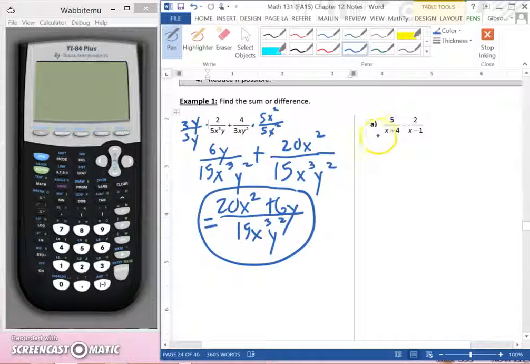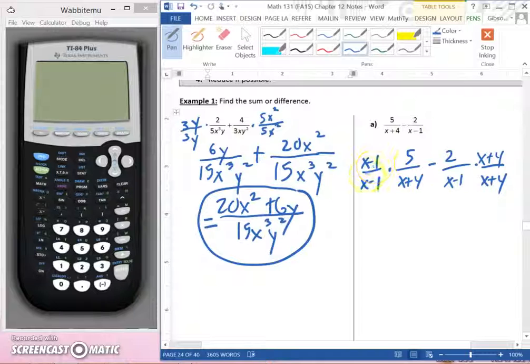Okay, now we look at this next problem. Now this time I'll make sure I have enough room here. If we look at our denominators, we have x plus 4 and x minus 1. Technically, whenever you're dealing with binomials that have nothing in common, meaning no common factor, you would need to multiply the numerator and denominator by the missing binomial. Like this has x plus 4, so you'll multiply this numerator and denominator by x minus 1. This has x minus 1, so we'll multiply this numerator and denominator by x plus 4.